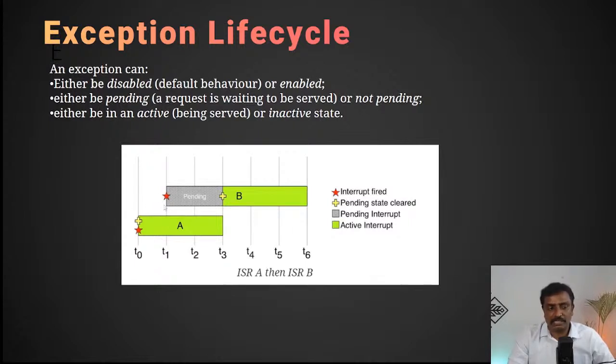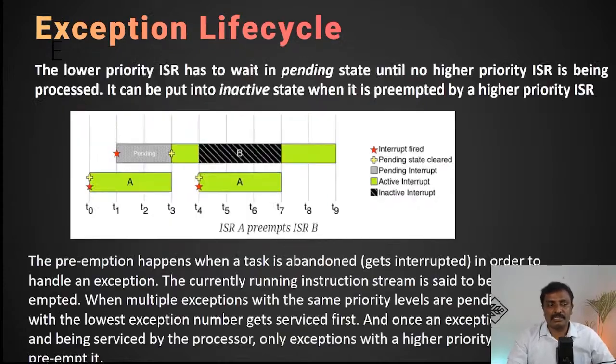When the next interrupt occurs, it will be in the pending state, provided the priority is lower than A. Once the service routine is completed, the processor gives attention to the B task and executes the interrupt service routine of B. Once B is completed, it returns back to the main program. So this is what happens.